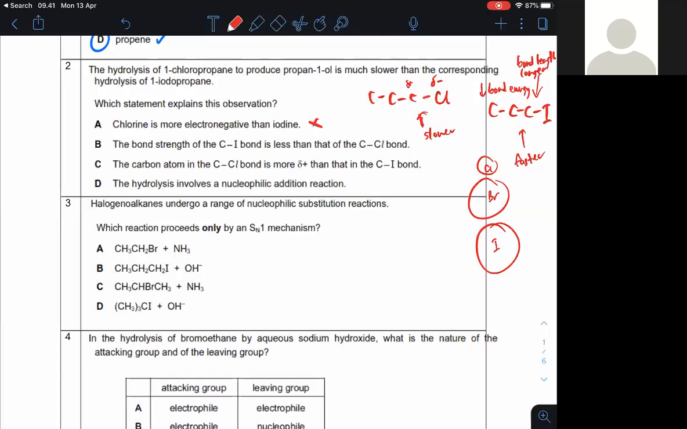You see the bond strength of the C-I bond is less than the C-Cl bond. This is the correct one. The bond energy is less, so it's going to be faster. The carbon atom in the C-Cl bond being more positive than in the C-I bond is similar to the earlier option, it doesn't mean anything. Hydrolysis involving nucleophilic addition is totally a wrong concept. Hydrolysis is nucleophilic substitution, not addition.